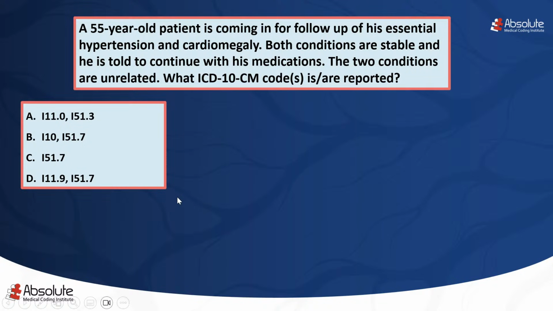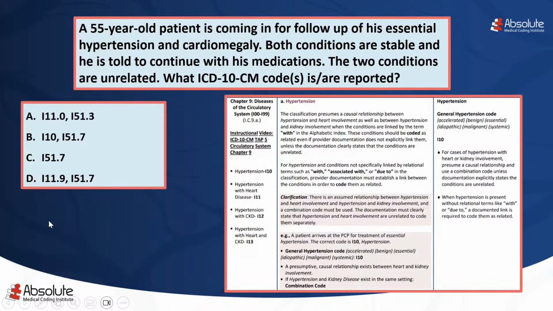Here is the guideline we are going to be using, I.C.9.A. If you look at this guideline, it states that if the documentation does not have a causal relationship between hypertension and heart disease, the conditions are coded separately. If we were looking at keywords to focus on in this scenario, the biggest keyword would be "unrelated." That is definitely a big clue, and that is what pushes you into looking at this guideline and how you're going to code it. Since they're unrelated, we are going to be coding it separately.